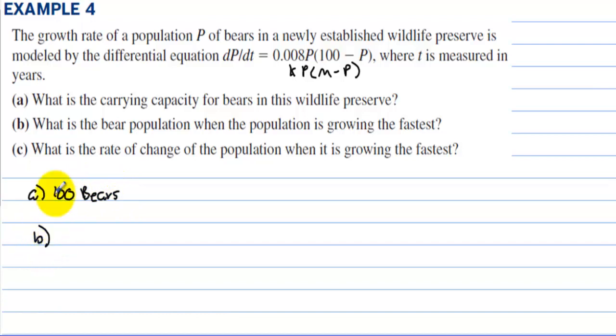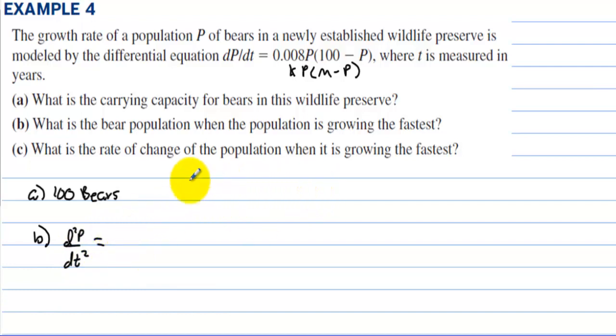And letter B says, what is the bear population when the population is growing the fastest? So we want to know when this rate is at a maximum. So we want to find the derivative. Let's find the derivative of the general equation. We're going to do d2P over dt2. We're trying to set the second derivative equal to 0. But let's find the second derivative.